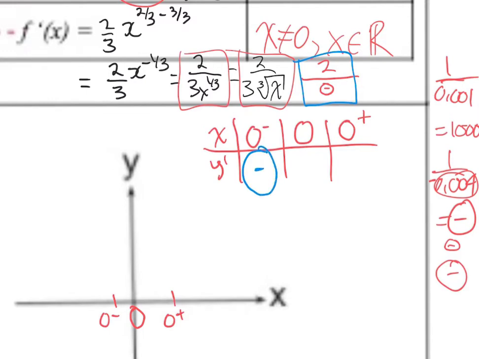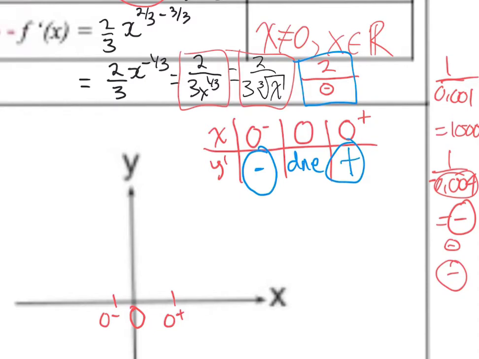Okay, what about 0? What if I put a 0 here? 2 divided by 0 is infinite, does not exist. DNE. And now, what if I put 0 on the positive side? If I substituted that in for x into the derivative, so if I replace it with 0 on the positive side, that's 0.001, like a positive version of that. 2 divided by a really small positive is a really big positive. So this time I've got a huge positive number.